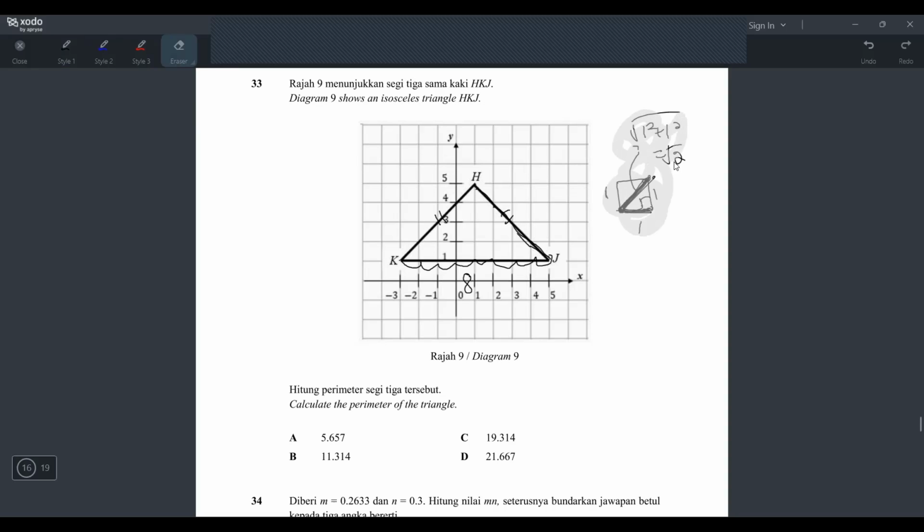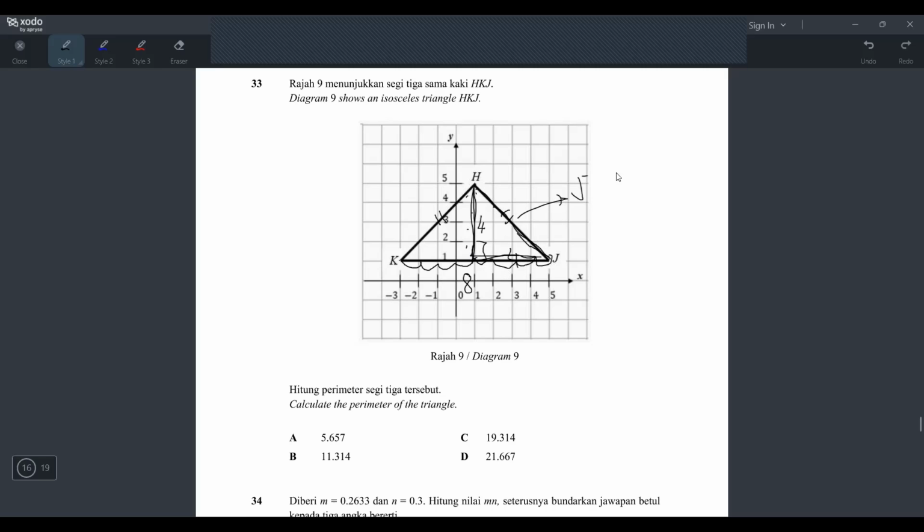So let's erase this. So how do you calculate this panjang? So first you will calculate from here to here how many kotak, and then here to here how many kotak, and then 90 degree use Pythagoras theorem. So sini ada berapa kotak? 1, 2, 3, 4. So sini 4. Sini 1, 2, 3, 4, 4 also.